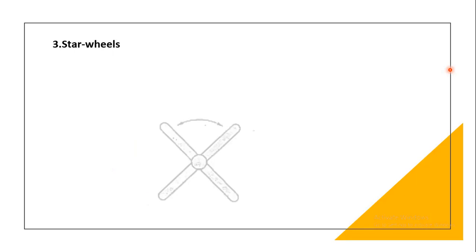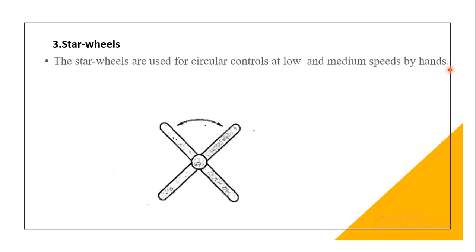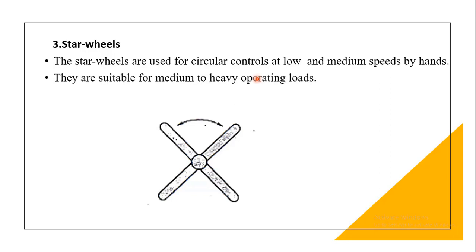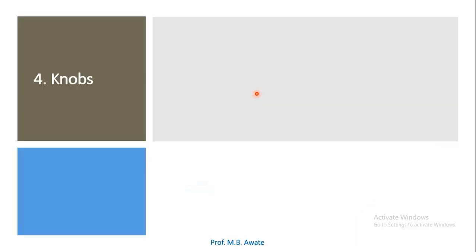Next one is star wheel. This is the figure of a star wheel, and star wheels are used for circular controls at low and medium speeds by hands. They are suitable for medium to heavy duty loads or medium to heavy duty applications.